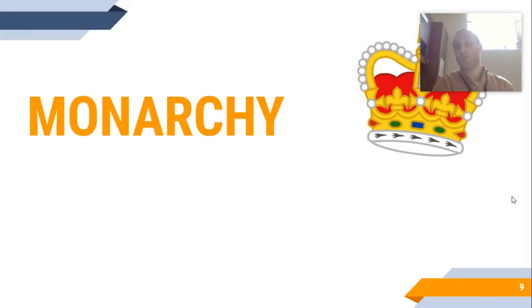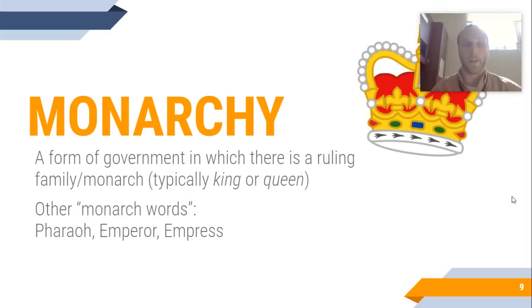Okay. So let's switch into our next type of government, which is monarchy. And I have a crown here because monarchies typically use the term king or queen or a royal family, right? So a monarchy is when there's a royal family or monarch, typically called king or queen, that is ruling over a country, and power is going to be passed through traditional ways. You might also hear other monarch words like emperor, empress, pharaoh, or sultan in some countries, which is also basically a form of royal family.